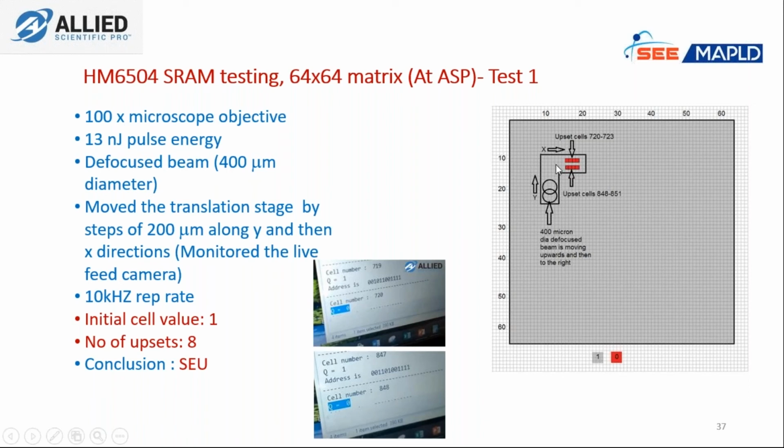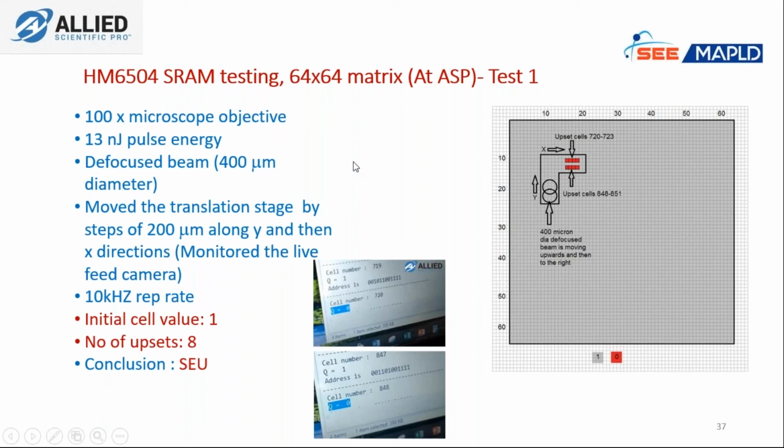We moved the beam, represented by this circle, along an inverted L shape on the device, and every time we moved the translation stage in steps of 200 micron. Initially all the values were 1, but after illumination by the laser, when we did a read, some of the cells turned into 0. You can see here, cell 719, Q equal to 1, cell 720, Q equal to 0. That shows an upset. And here also 847, Q equal to 1, 848, Q equal to 0. That's another upset. In total, we had 8 upsets, as you can see by these red squares in here.